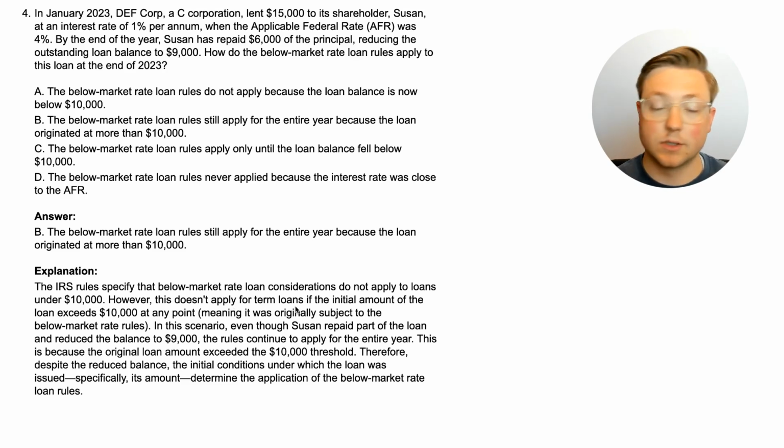So for term loans, kind of more typical loans, if the initial amount exceeds $10,000 at any point, and it was a below market rate loan, we can look at this scenario and see that even though Susan repaid part of the loan and reduced the balance to $9,000, the rules continue to apply for the entire year. This is because the original loan amount exceeded the $10,000 threshold. Therefore, despite the reduced balance, the initial conditions under which the loan was issued, specifically its amount, determine the application of the below market rate loan rules.